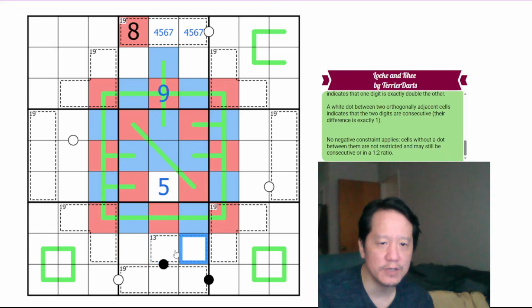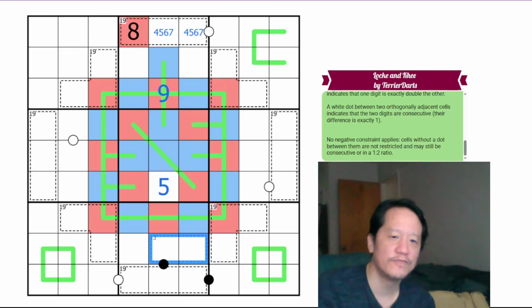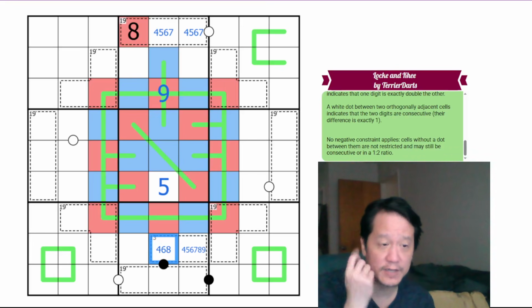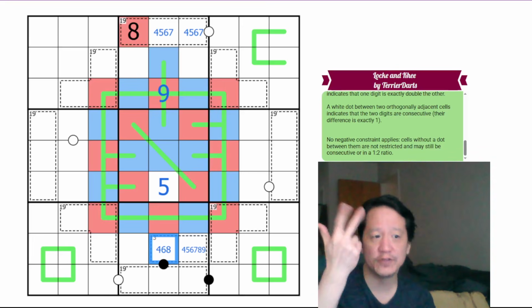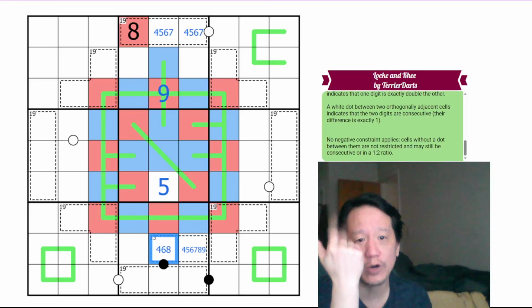These must be in a 1. Okay, so 2 digits adding up to 13. It's either 4, 9, 5, 8, or 6, 7. This cannot be 5 or 9 because of 5 or 9 in the column. Actually, it can't be 5, 9, or 7 because 5, 9, and 7 can never be next to a black Kropke dot. 5, 7, and 9, what could it be, right?